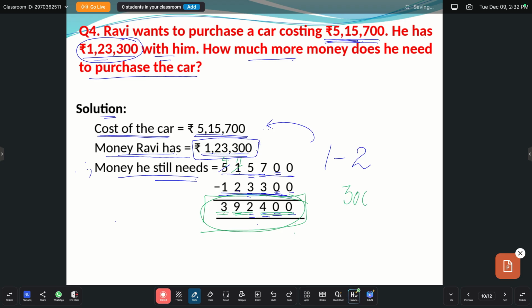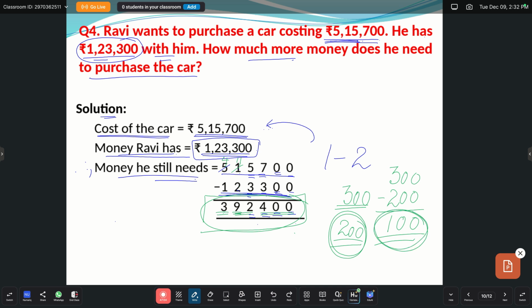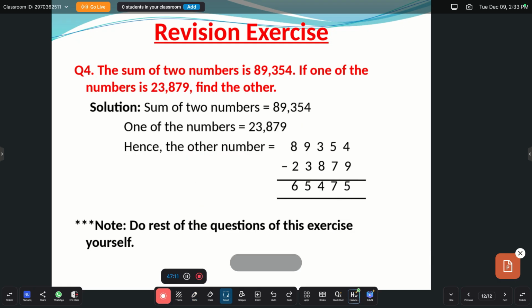Okay, beta. For example, if the cost of your bag is 300 rupees, but you are having only 200 rupees with you, how much more money do you need? How can you do these type of questions? You will tell me that, ma'am, here the cost of the bag is 300 and I am having only 200 rupees. I will subtract that from this 300, okay? So, I am getting here 100. It means that I need 100 rupees more to get this bag, okay? Beta, you will do rest of the questions of this exercise yourself, okay?